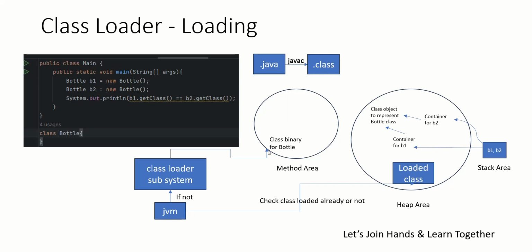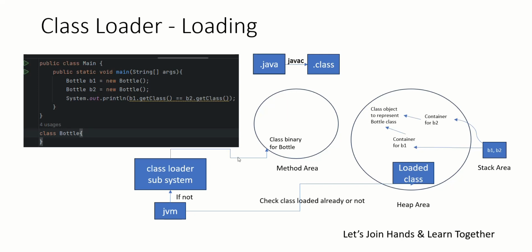We hope we understood what a class binary is, what a class object is, what an instance is, and how this instance is mapped into the stack area, and how the class loader subsystem loads the class into the method area and heap area. Whenever no class is present in the heap area and method area, only then will the JVM request the class loader subsystem to load the class. Otherwise, it will start to use the class. In the third statement, b1.getClass and b2.getClass will give true because both containers are pointing to the same class object.